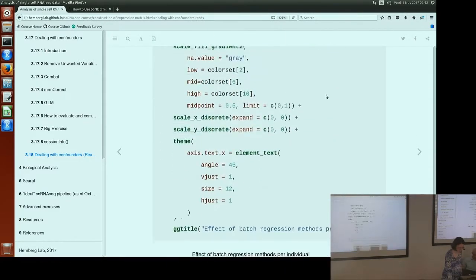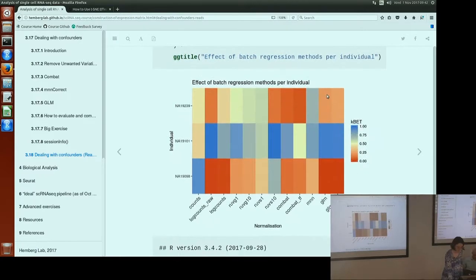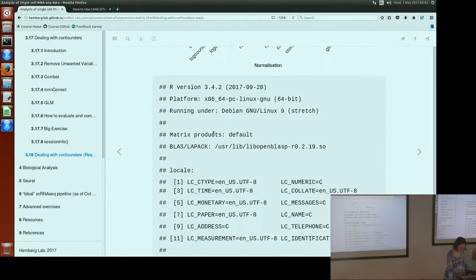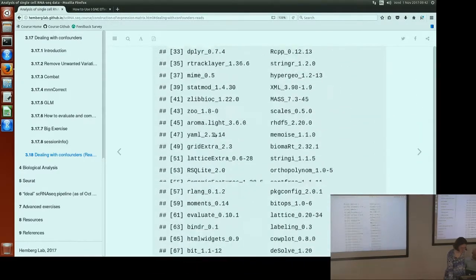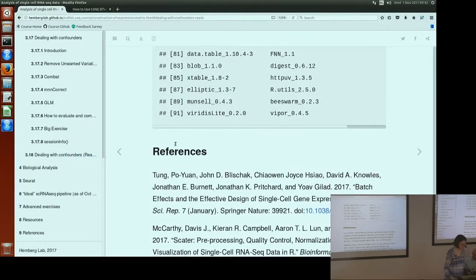And we do kBET. And now it's a different individual this time that doesn't seem to normalize well based on kBET. But all of the methods look like they're doing something at least, but not very much beyond what you get from just doing the library size normalization here for the reads. So reads are much harder to batch correct than the UMIs were. So now we're going to move on to biological analysis.